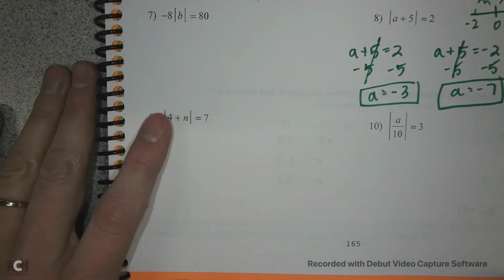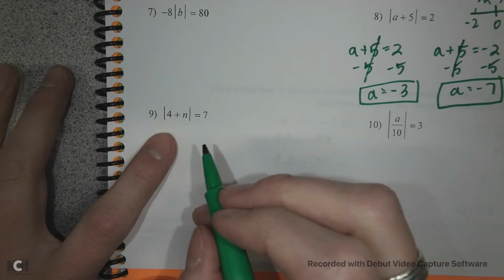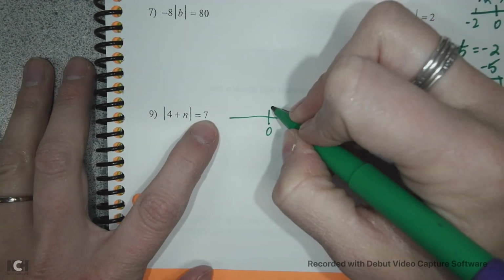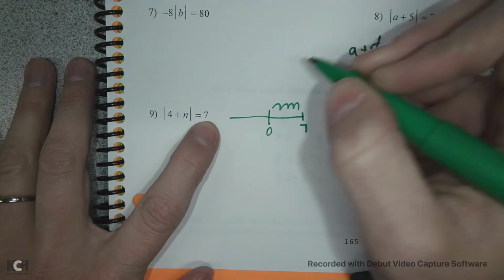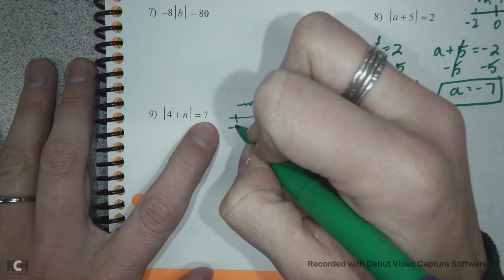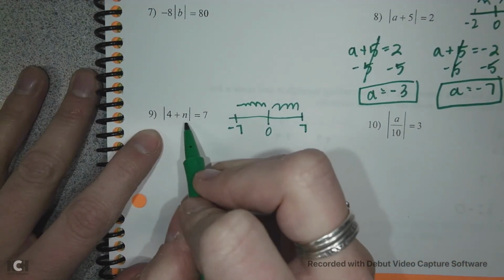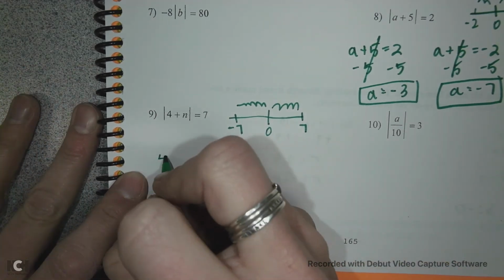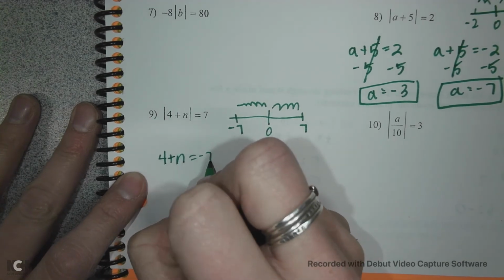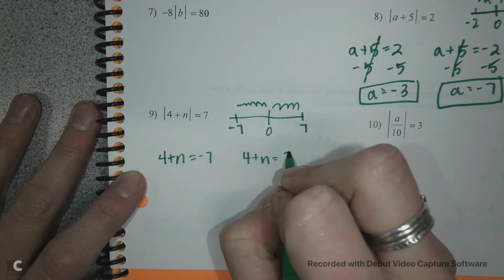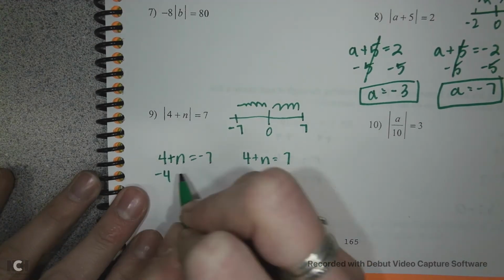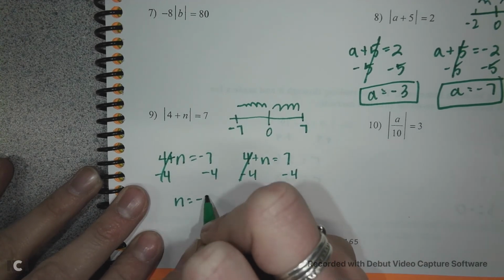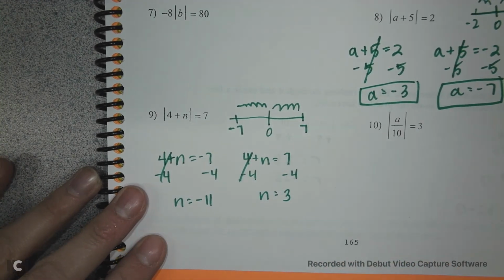The same thing on number 9. So again, I'm standing on a number line, and I always start at 0. I'm going to move 7 spaces, and I could be at +7, or I'm going to move 7 spaces to the left, and I could be at -7. So I'm going to split my equation because it could be equal to -7, or it could be equal to +7. So we have 4 plus n equals -7, or 4 plus n equals +7. And then we solve, so subtract 4 from each side. My 4's cancel, n is -11, or n is 3.